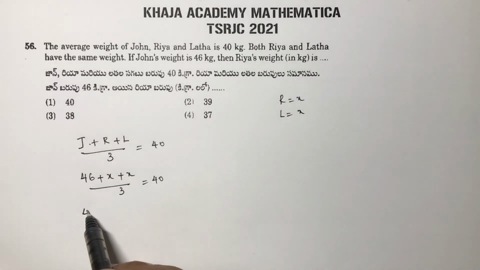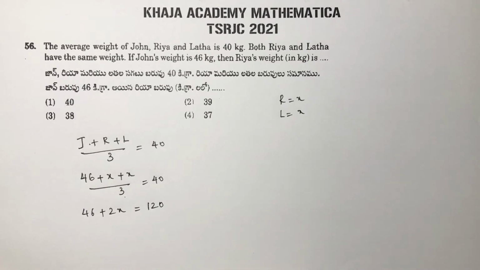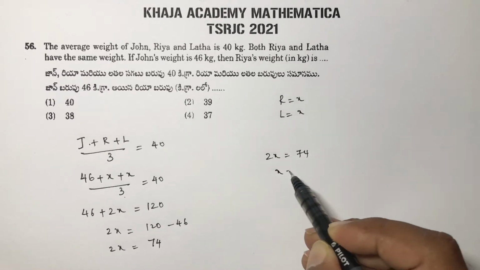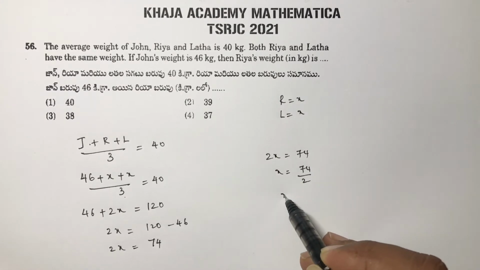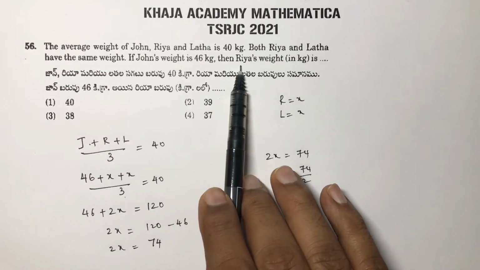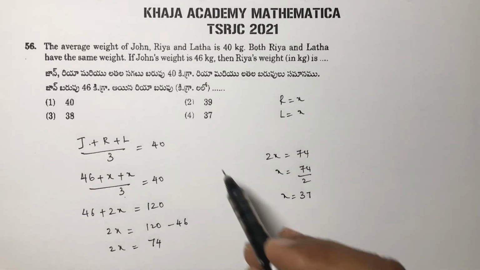If we simplify, 46 plus 2x equals 40 times 3, 120. So 2x equals 120 minus 46, which is 74. So 2x equals 74. So x equals 74 by 2. So x is 37. They are asking Ria's weight. So Ria we consider as x. So x is 37. So the correct option is 4.